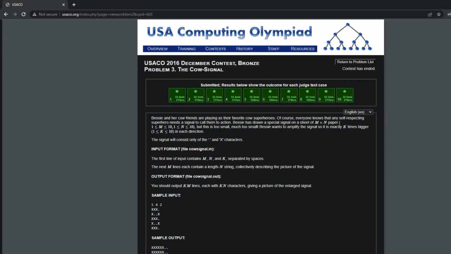Hello everyone, today we're going to be going over USACO 2016 December contest bronze division, and we're going over the third problem, which is the cow signal.